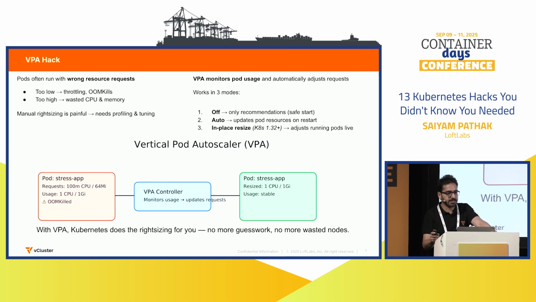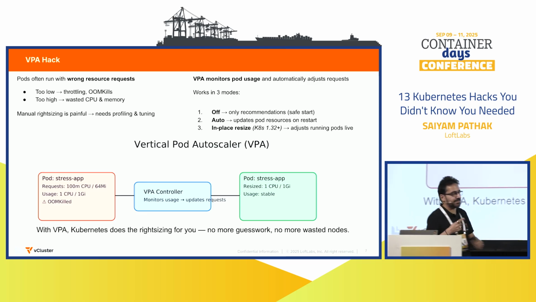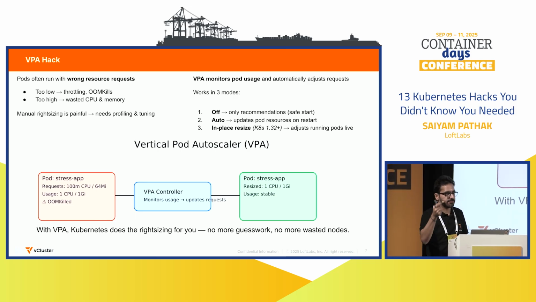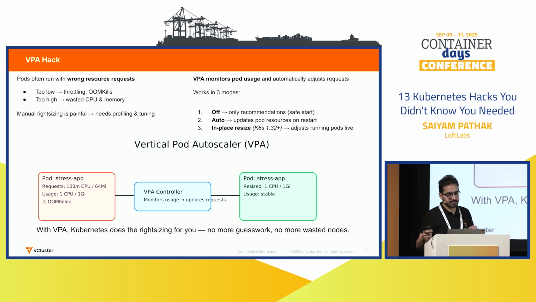In VPA, there are three main things. One of the coolest things is in-place resize. So the three things: VPA monitors pod usage and automatically adjusts the size of that. Usually, when it does it in auto mode, it will restart. But since Kubernetes 1.32, it can adjust the pod live, which is called in-place vertical pod autoscaling. That is something which is very cool.